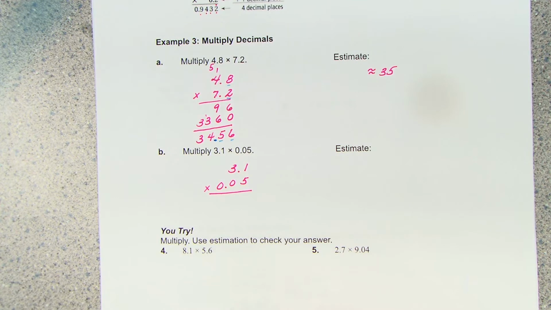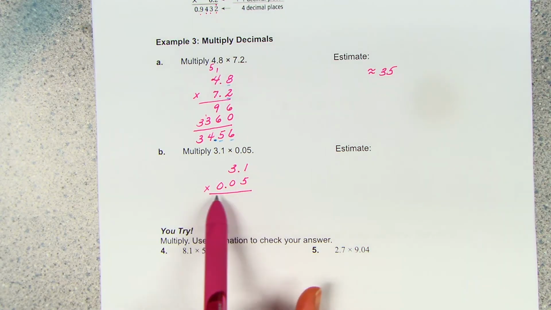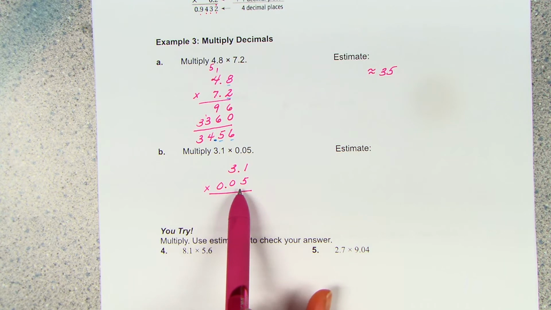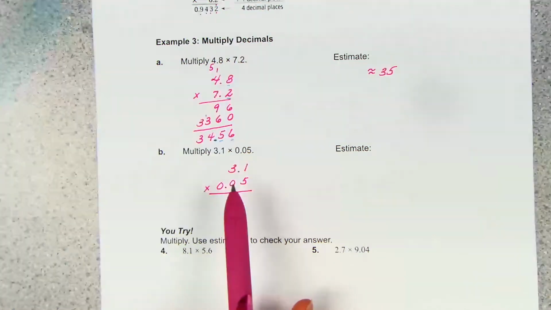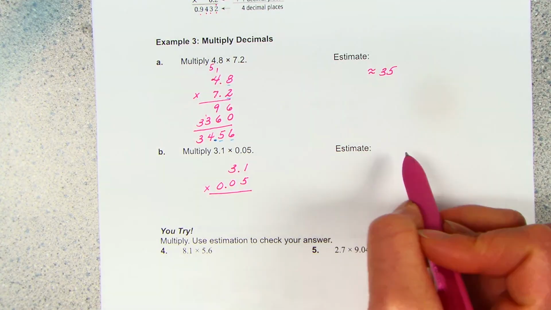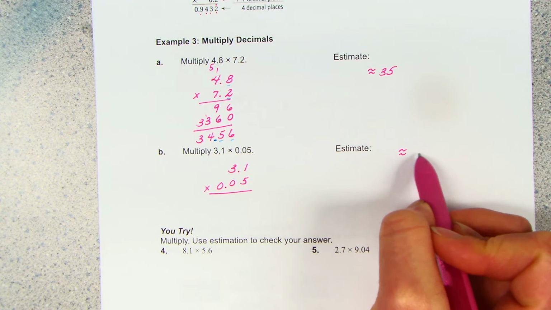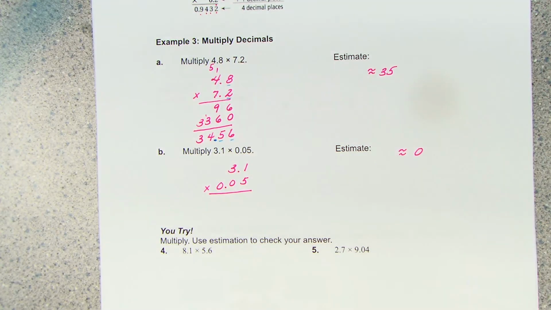And what kind of estimate would I make for that? 3 and 1/10 times 5 hundredths. This is a really small number. That number is just a little bit more than 0. All right. So this should be a really small answer. So it should be close to 0. It's not going to be 0. It's going to be a little bit more than 0, but it should be a really small number, right?